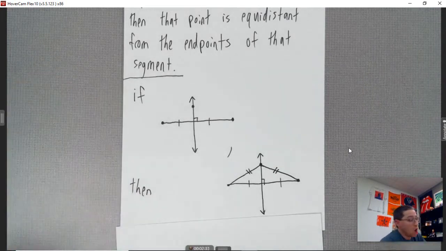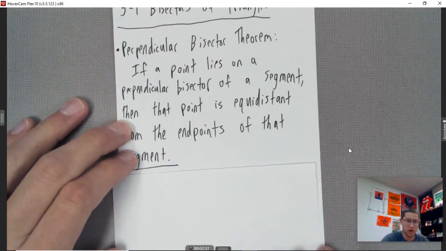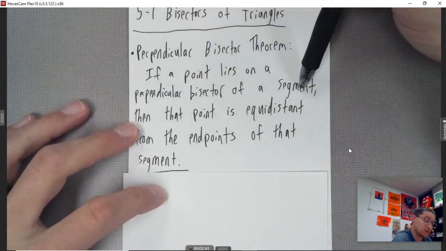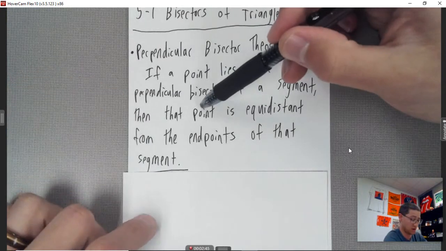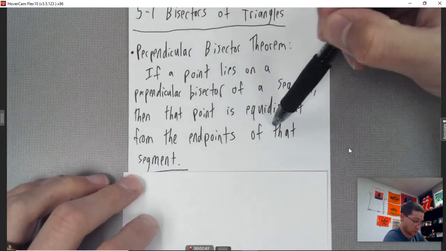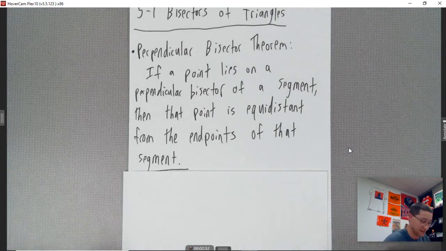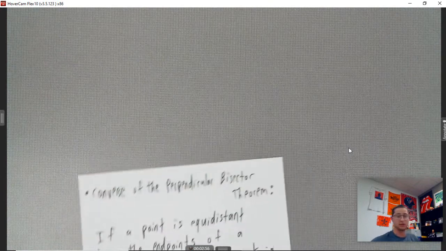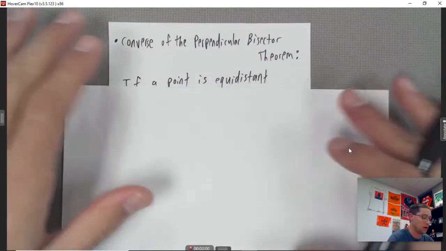Okay, let's talk about the converse of that perpendicular bisector theorem. So converse, we're switching it around, just to give you a heads up. The theorem says if a point lies on the perpendicular bisector of a segment, then that point is equidistant from the endpoints. So now we're going to say if that point is equidistant from the endpoints, then it has to lie on the perpendicular bisector. Okay, so here we go. That's what this is here. So the converse of the perpendicular bisector theorem.